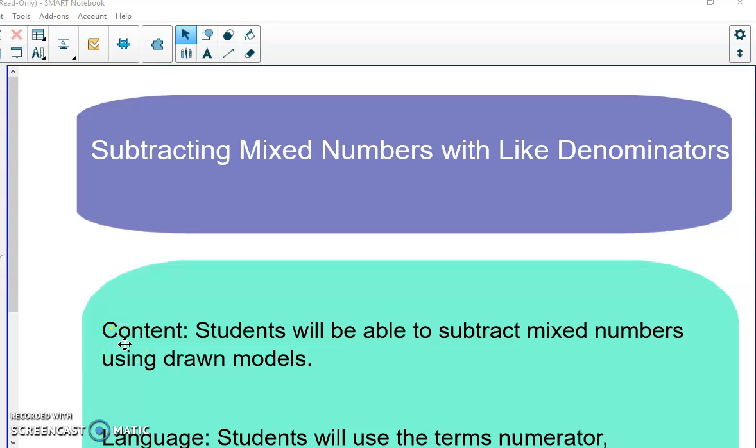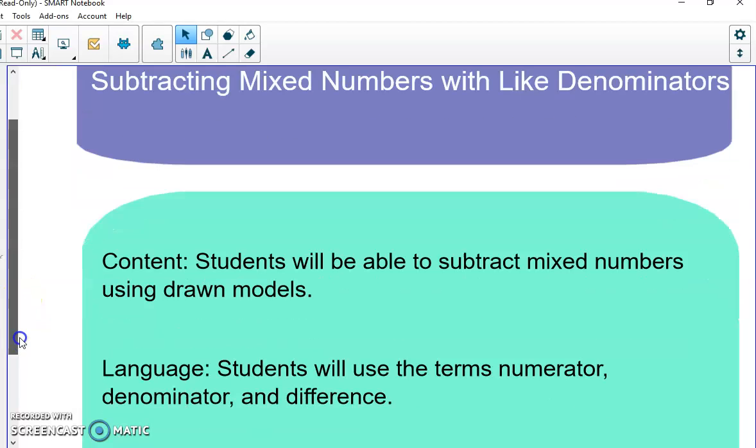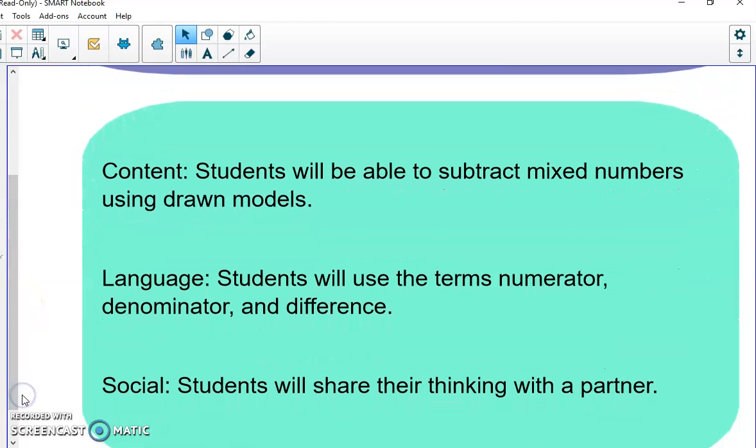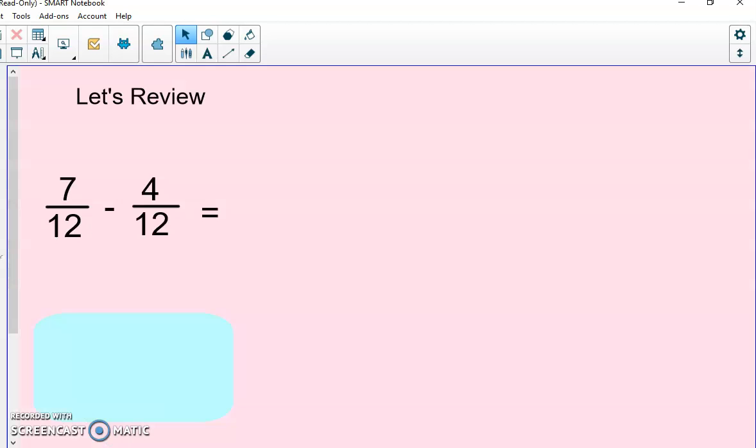Today we are going to be doing a 4th grade lesson on subtracting mixed numbers with like denominators. Our content goal for today is students will be able to subtract mixed numbers using drawn models. Our language goal for today is students will use the terms numerator, denominator, and difference. And our social goal today is students will share their thinking with a partner.